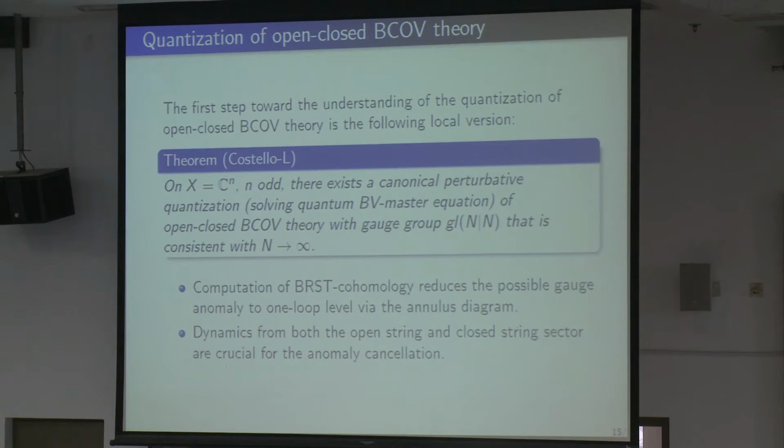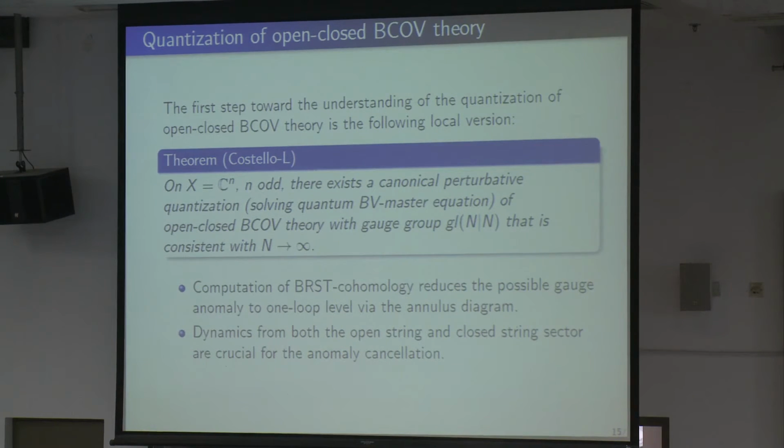So we basically started by computing this BRST cohomology, and we show that the vanishing of the gauge anomaly is reduced to calculating some possible one-loop level, actually some kind of annulus diagram. So most of them are canceled, but we need to do some check. And also, it's remarkable that I learned in this story that dynamics from both the open string and closed string sectors is crucial for this anomaly cancellation. Probably that's something familiar to string theory.